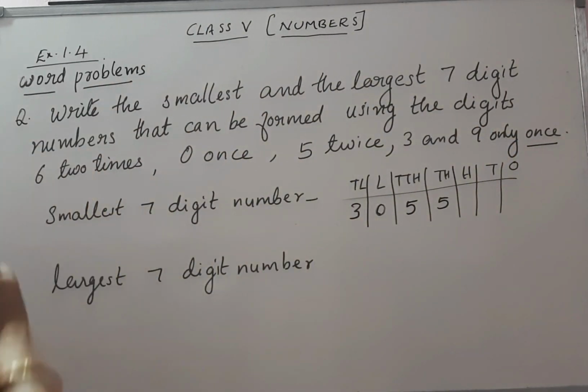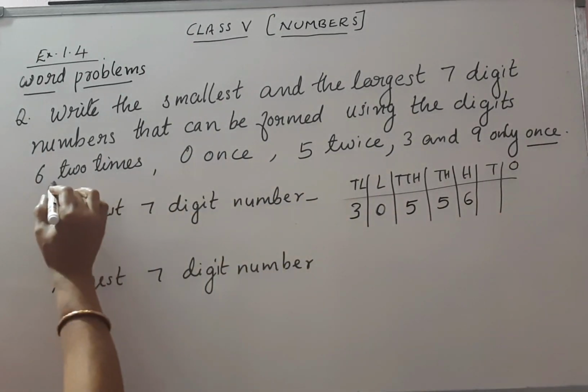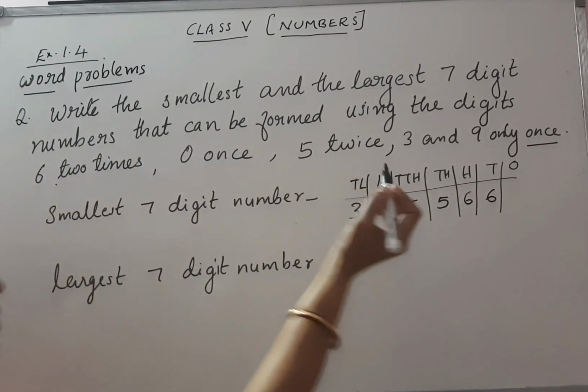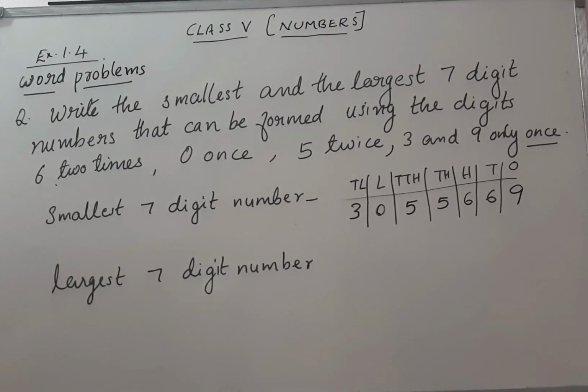Now you have to put 6. Write that 6 here. How many times should 6 come? 2 times it should come. So we write 6 two times. And the last digit is 9, only 1. So we are getting the smallest 7-digit number by using the digits and the conditions given in the question.